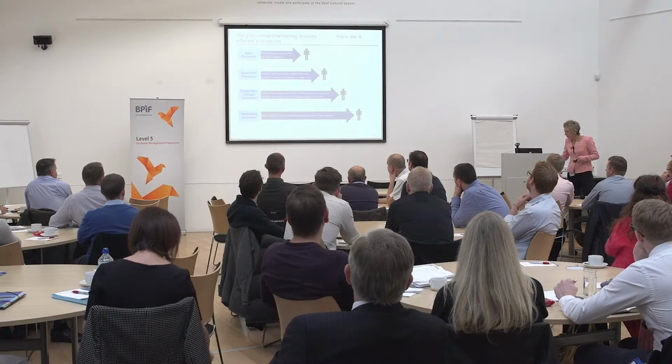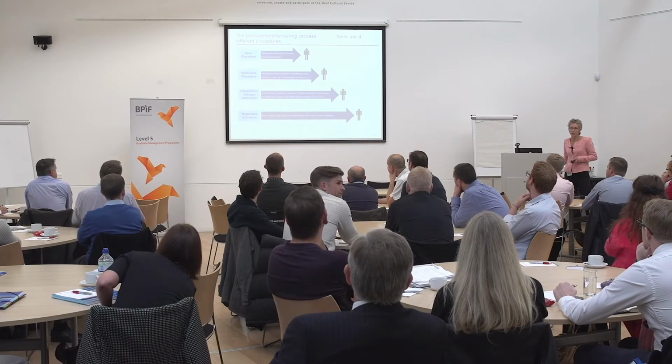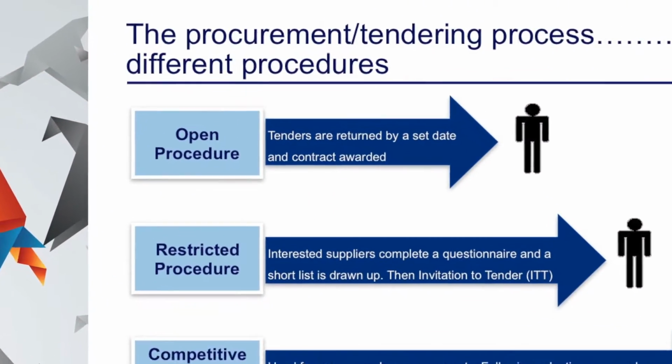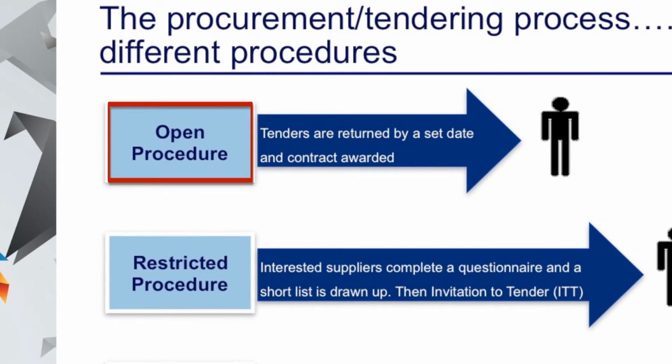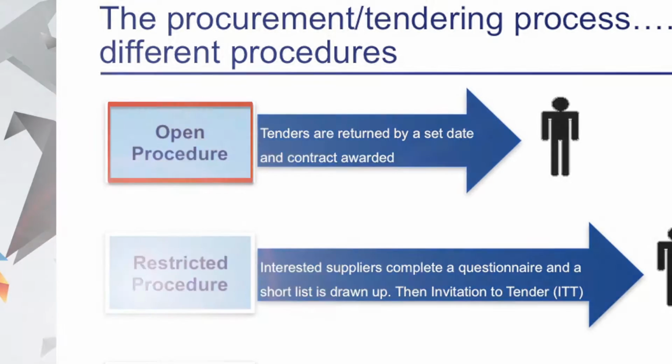So this is the procurement and tendering process that we go through. It's a procedure that we go through according to the type of contract that we're actually working with. So we've got an open procedure, and this is typically for a small contract, and we would just simply give a date and a time for people to complete their questionnaire or their tender document, reply, and then we would just go through the tender responses and we would award the contract.